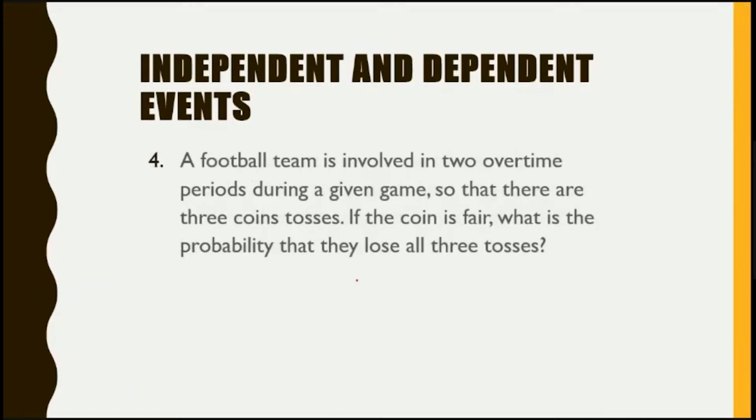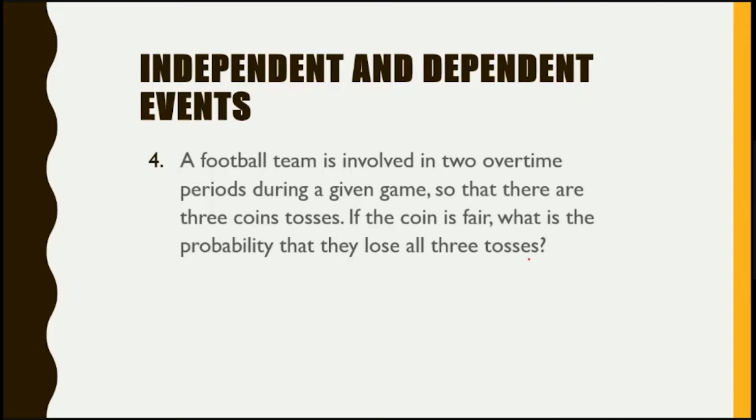Next, a football team is involved in 2 overtime periods during a given game, so that there are 3 coin tosses. If the coin is fair, meaning one side is head and the other is tail, what is the probability that they lose all 3 tosses? Again, our purpose here is just to determine whether events are independent. We will do the solving later.